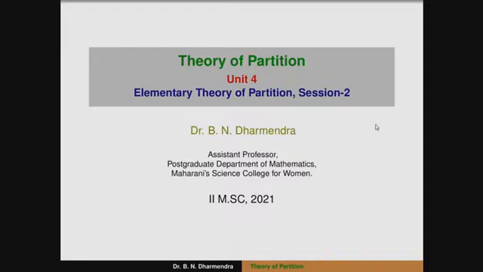This is my second session on elementary theory of partition, that is Unit 4 in theory of partition. In the earlier class, we discussed the partition of n, the parts of a partition, and conjugate and self-conjugate partitions, and also one theorem that we proved by the one-to-one onto method. Today we are also going to discuss one theorem.